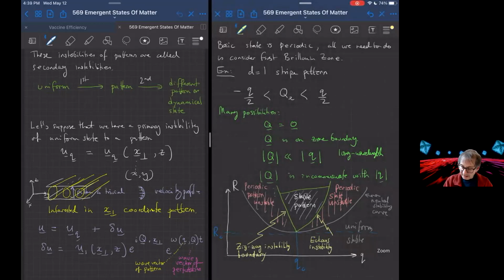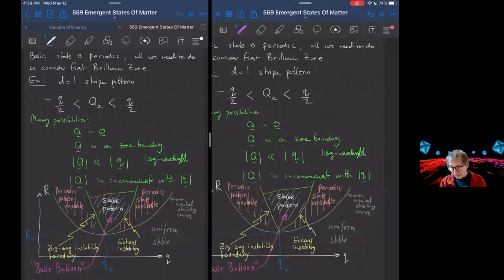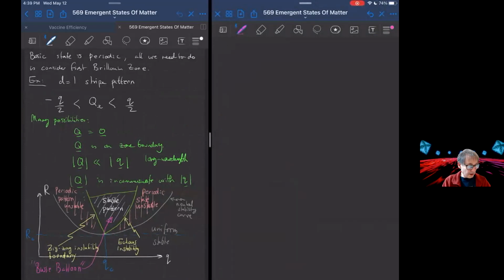And this thing in the middle, this stable pattern, has a name as well. This thing is called the Busse balloon, after Mr. Busse, who calculated this computationally many years ago. So that's called the Busse balloon. Okay, so that's the picture of the system. At least that's the phase diagram. What do these things actually look like?